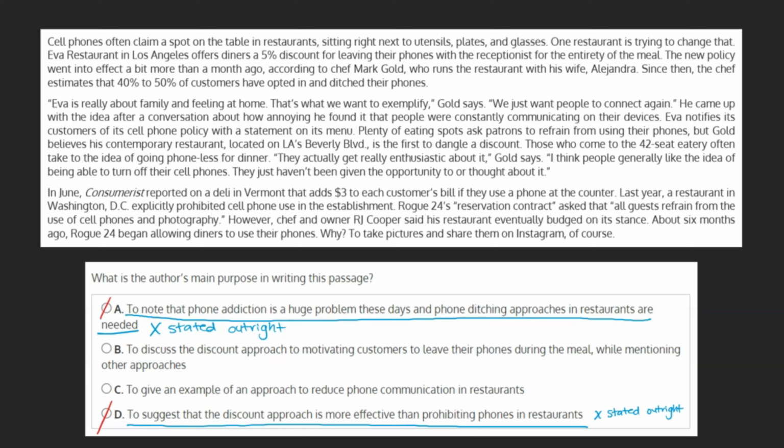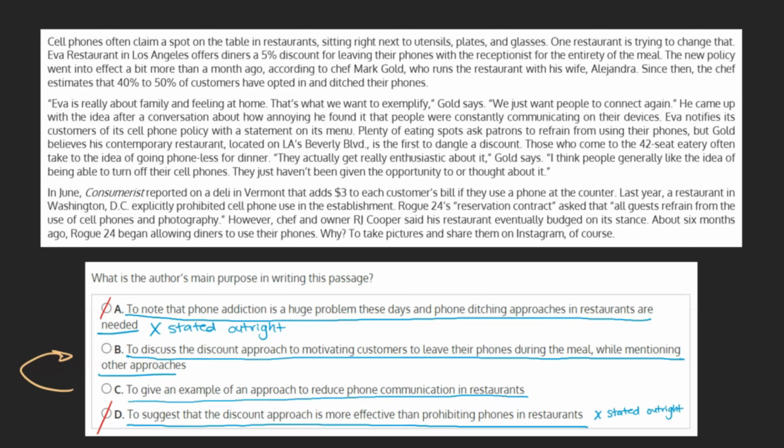We are left with choices B and C, to discuss the discount approach to motivating customers to leave their phones during the meal while mentioning other approaches, and to give an example of an approach to reduce phone communication in restaurants. By looking carefully at these two choices, we can see that choice C actually fits into choice B.